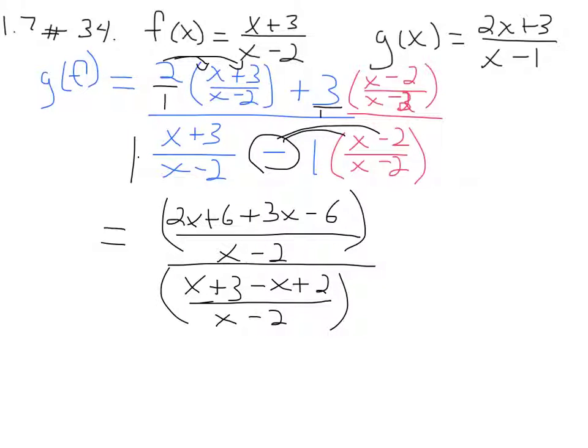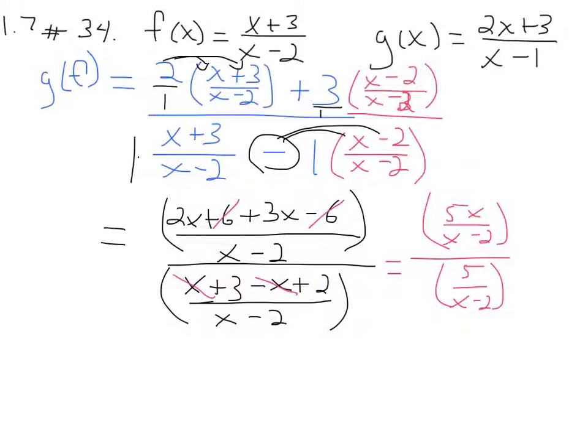Now, can this be simplified? Well, we're adding and subtracting a 6. Those will go away on the top. We're adding and subtracting an x, so those will go away on the bottom. 2x plus 3x is a 5x over our x minus 2. 3 plus 2 is 5 over the same x minus 2.